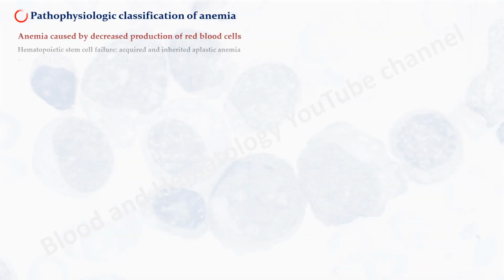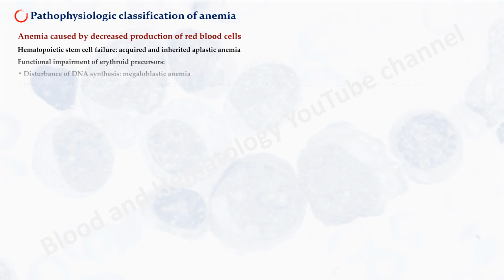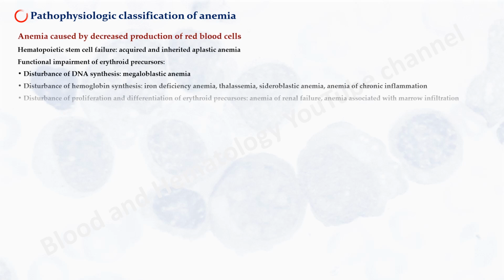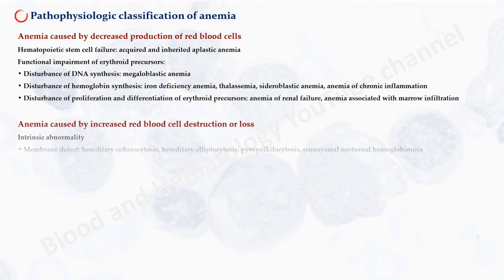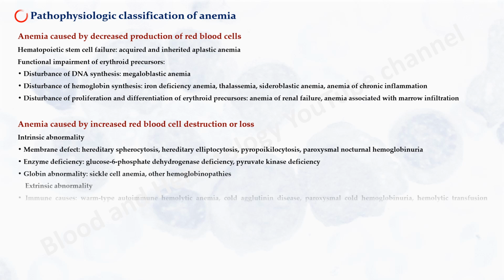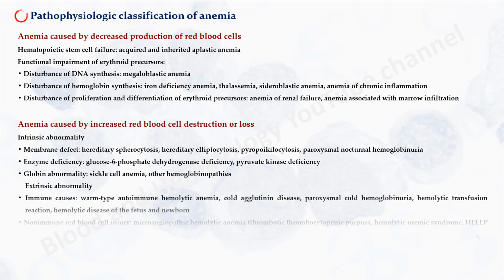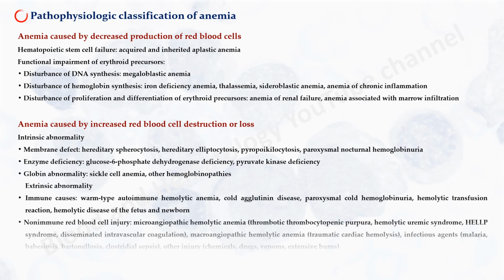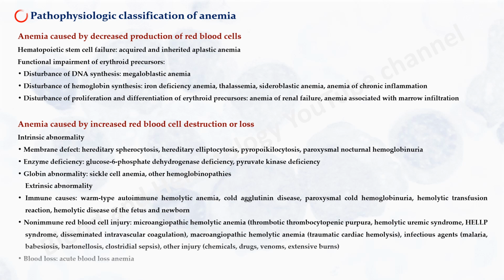The pathophysiologic classification is based on mechanisms causing the anemia. In this classification scheme, anemias are classified into two groups: anemia caused by decreased erythrocyte production, and anemia caused by increased red blood cell destruction or loss. Some anemias have more than one pathophysiologic mechanism.